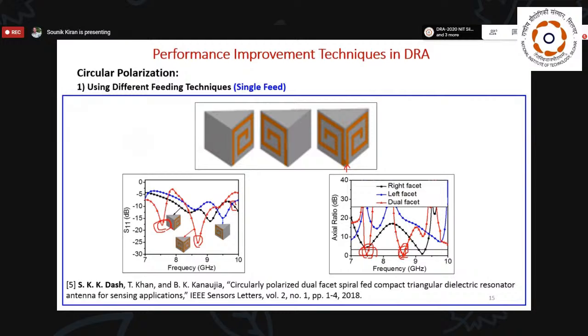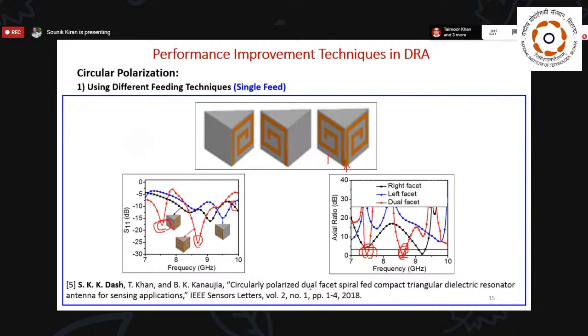However, we accept here the one disadvantage was that the axial ratio bandwidth was not much better, but it was okay. This work was okay because it was quite novel. This kind of using single feed and dual spiral feed was not done before. Maybe in future we may look into this work to enhance the bandwidth for the axial ratio, because it is not that much wider. This work was published in the IEEE Sensor Letters in 2018.